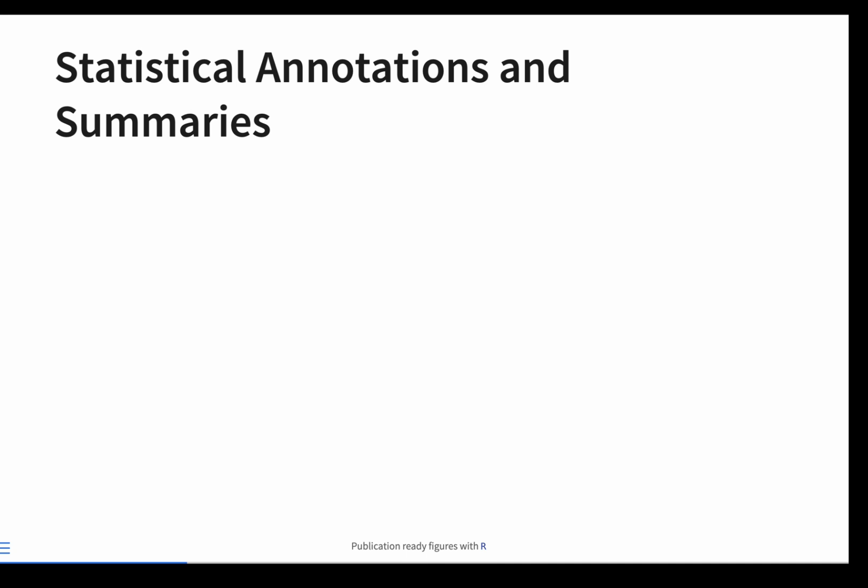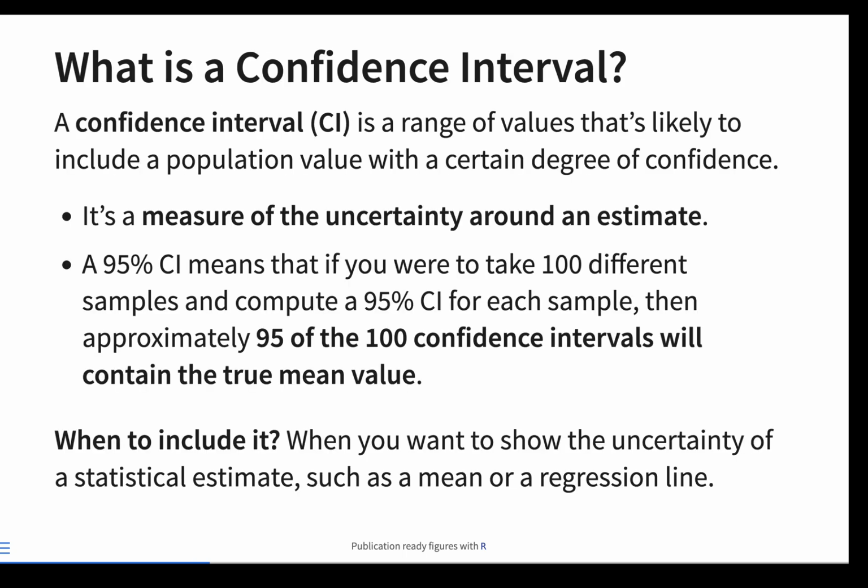Now today we are going to cover statistical annotation and summaries. This means, for example, sometimes you have to plot or mention the p-values. When you do a correlation analysis, you have to put the correlation values in the plots, or you make, for example, the confidence intervals, etc. So we are going to discuss the basic ones.